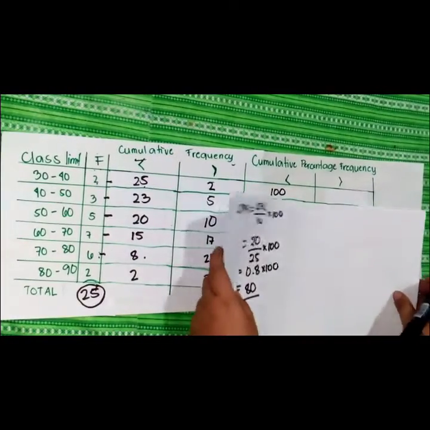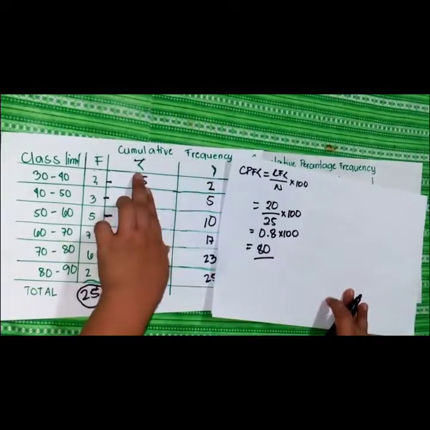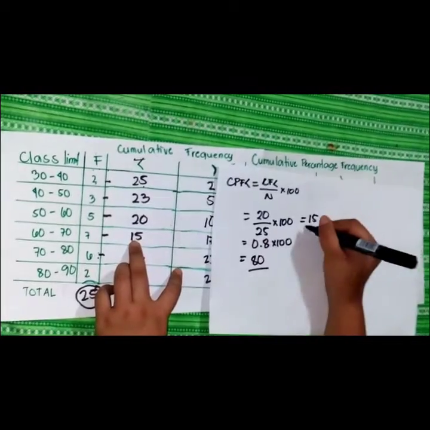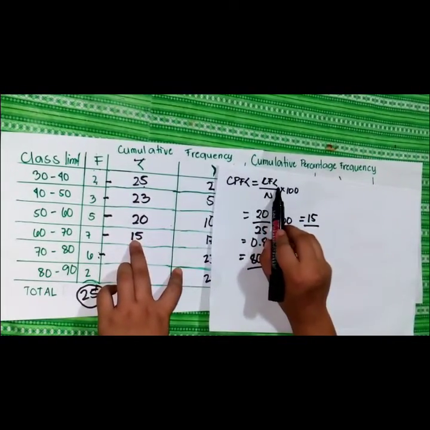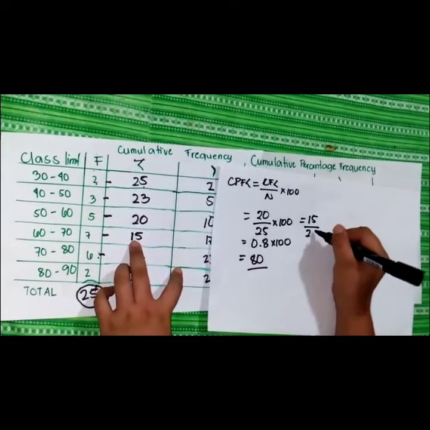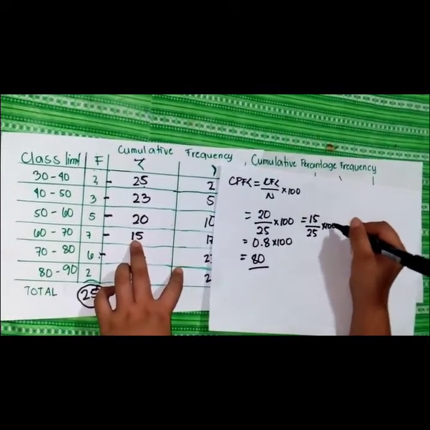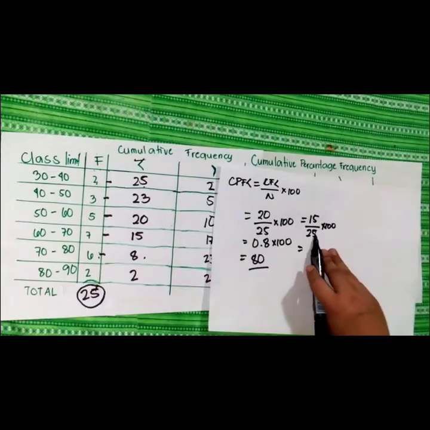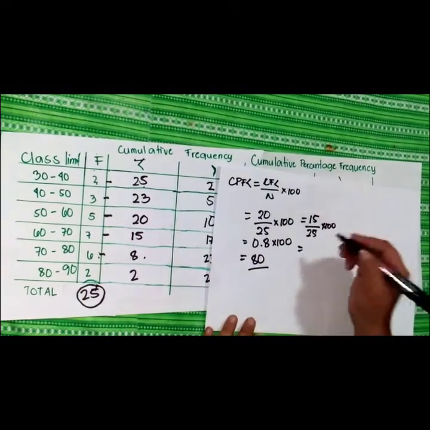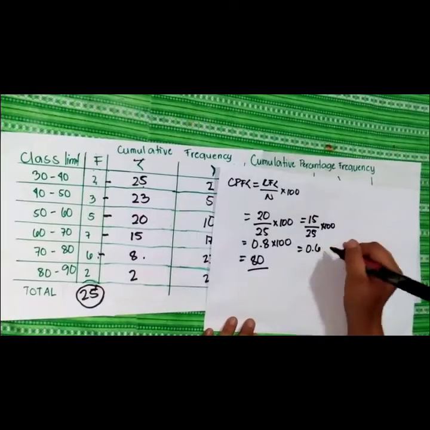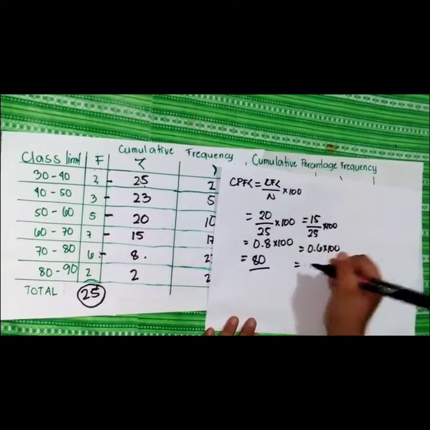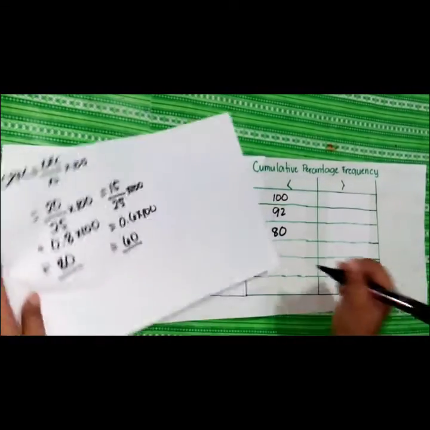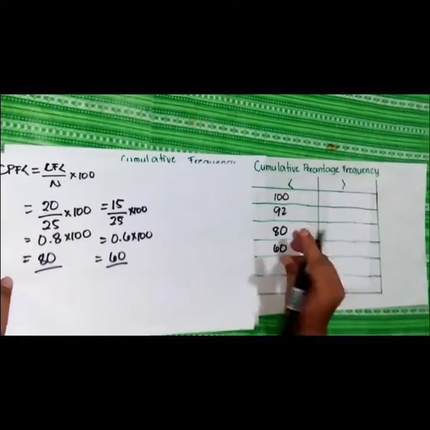So another example. In cumulative frequency lesser than, we have 15. So we are going to write 15 here because this is the CF lesser than. We have a number of cases, 25, times 100. So 15 divided by the number of cases, 25, is equal to 0.6. 0.6 times 100 is equal to 60. So our fourth row answer is 60. So we are going to write 60 here.